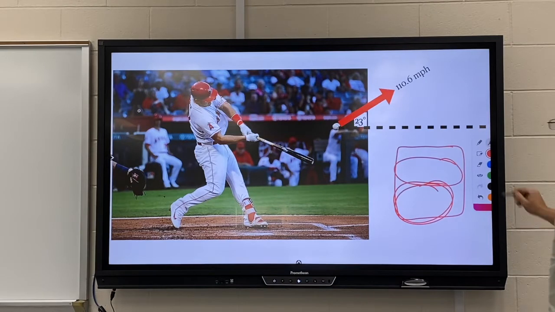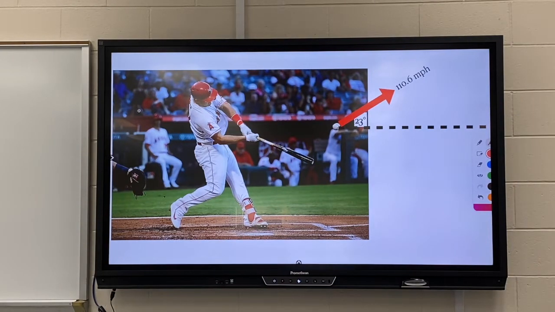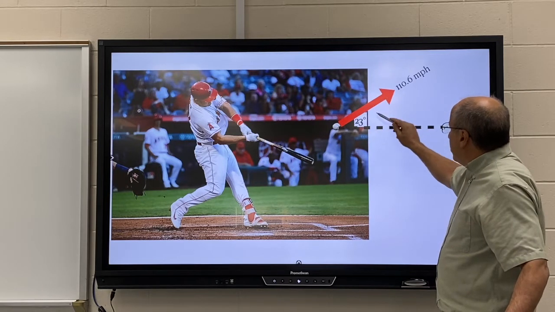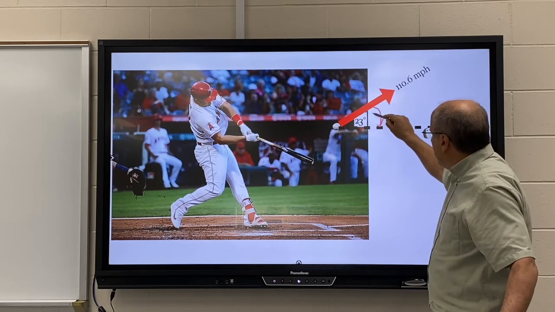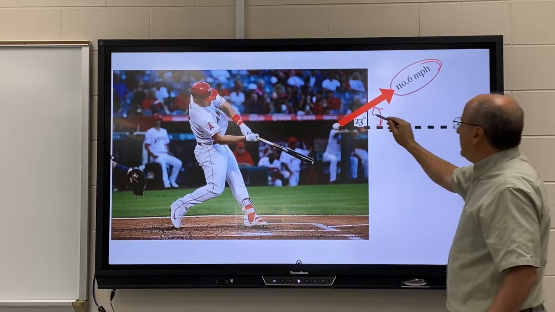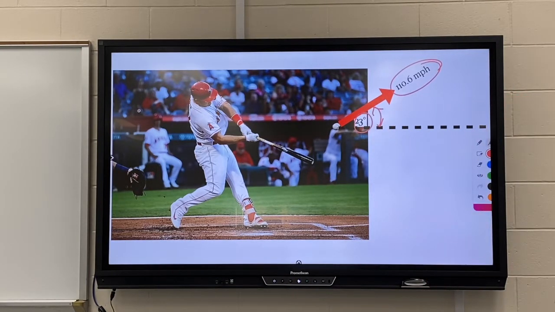Okay, so here's a picture again of Mike Trout hitting the ball. And if you were going to draw it, you draw an arrow showing the direction and the speed. The direction again is indicated by the angle.